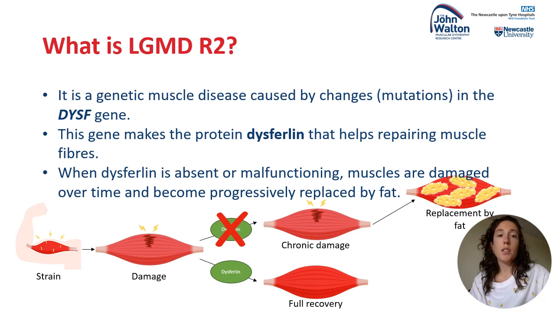It is localized to the membrane of the muscle and participates in repairing membrane after damage, which is a process that naturally happens every time we exert strain on a particular muscle, for example, when walking, running, or lifting weights. When dysferlin is absent or malfunctioning, the repair mechanism becomes faulty, and muscles are damaged and progressively replaced by fat and connective tissue over time.